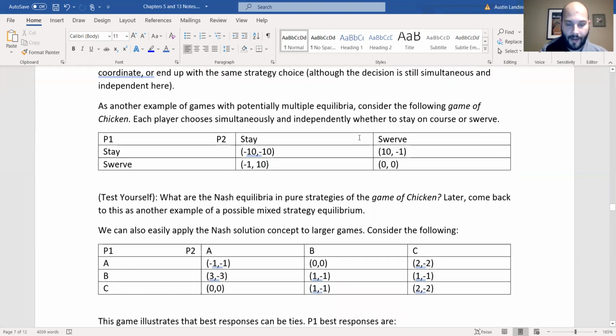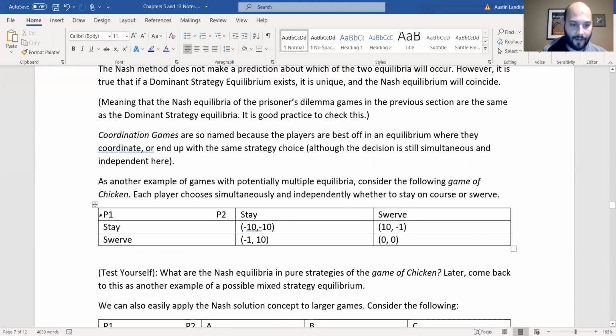What about another game with multiple pure strategy Nash equilibria? We call this one the game of chicken. Each player can stay on course or swerve. Let's do red for player one's best responses. Suppose that player two is going to stay on course. Player one would get -10 if they stay on course and collide, or -1 for swerving and being the chicken. If player two is going to swerve, player one would be better off staying on course. 10 better than 0.